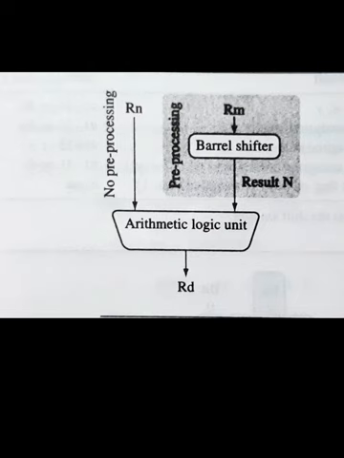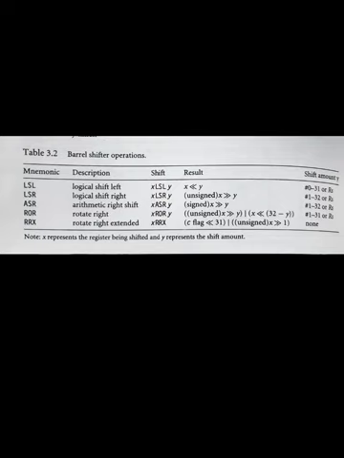In the barrel shifter and ALU, we will take the example of the move instruction and the add shift operation. In the move instruction, the register Rn enters the ALU without any processing. The figure shows the data flow between the ALU and the barrel shifter.